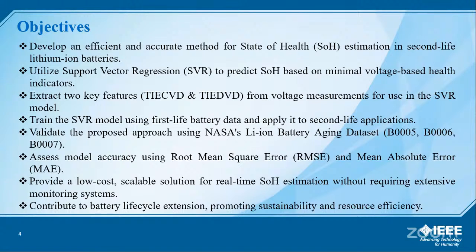To train the support vector regression model using the fast life battery data and validate it using NASA's lithium-ion battery aging dataset. To assess the model accuracy using the root mean square error and the mean absolute error. And the last one is to provide a low cost, scalable solution for real-time SOH estimation that does not require any expensive monitoring infrastructure.